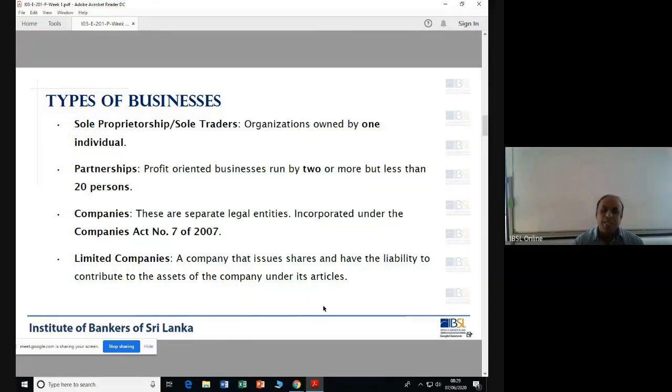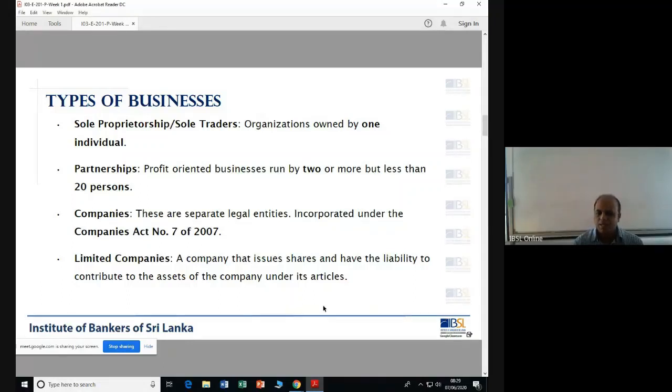Now we go to the next category, which is an organization or a business run by more than 20 people. And that is commonly termed as companies. All of you know, we make use of this term very frequently and regularly. The term companies is very straightforward, but the term company means a lot of things. These are called separate legal entities. Now these entities have a legal binding. That is why they are called companies.